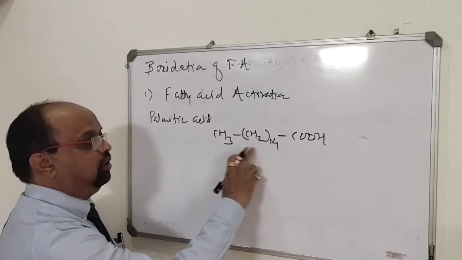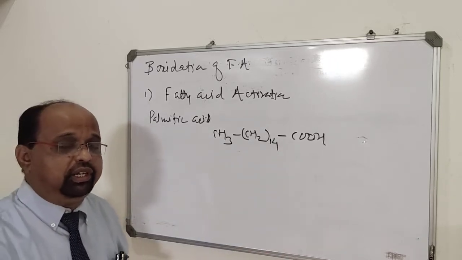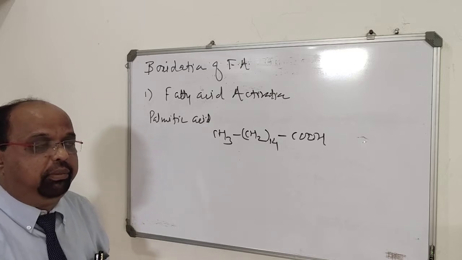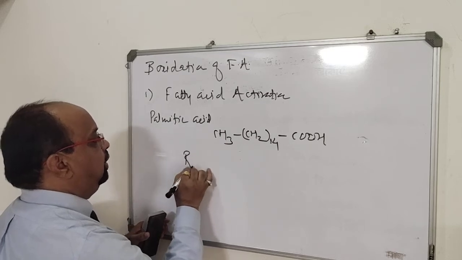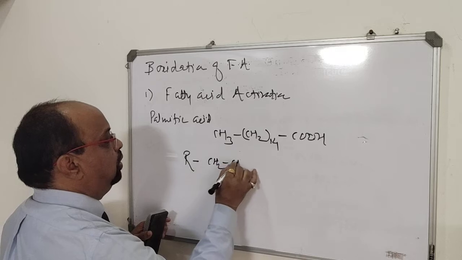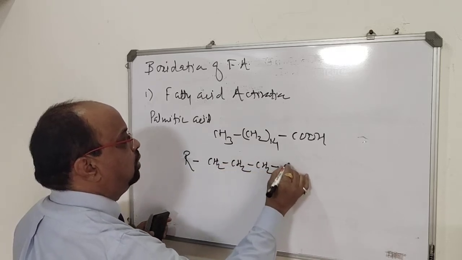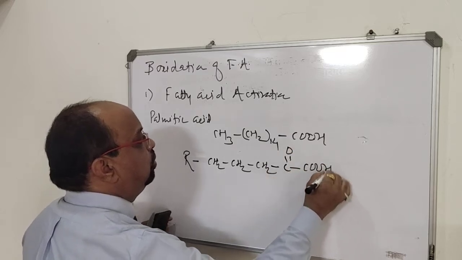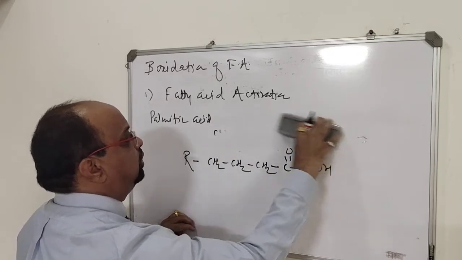So 14, 15 and 16. That's why we call it a 16 carbon fatty acid chain, called palmitic acid. Simply, for our convenience, we'll write this as R, CH2, CH2, CH2, C double bond O, COOH, instead of this structure.